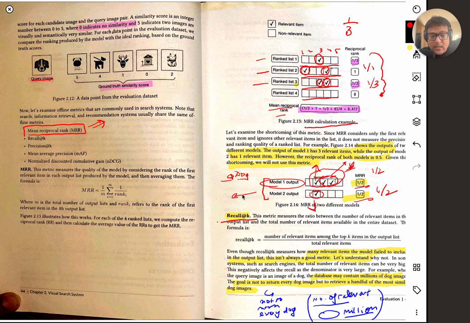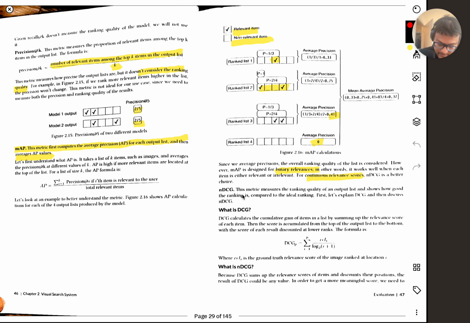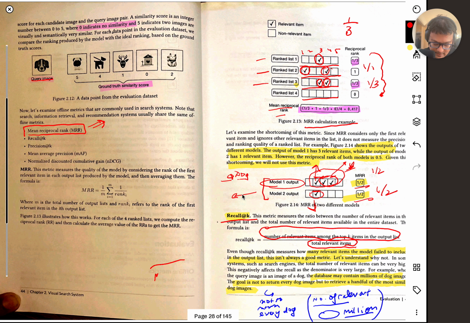Okay, so then there is another metric which is known as the recall metric, and what it says is: what is the total number of relevant items, and how many of them are present in the top k of the list. For example, let's say you have 1 million dogs in your data set, and in the top 10 you only got 4 dogs, correct? Then your metric will be this.